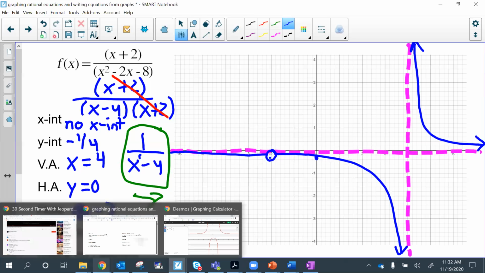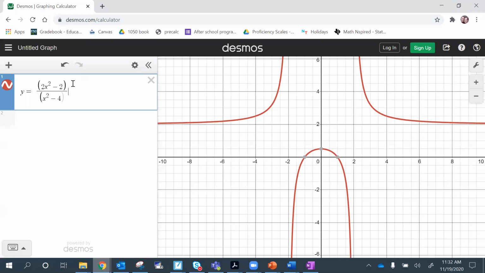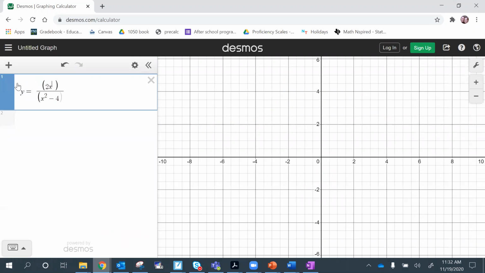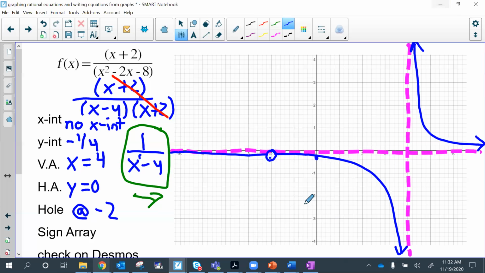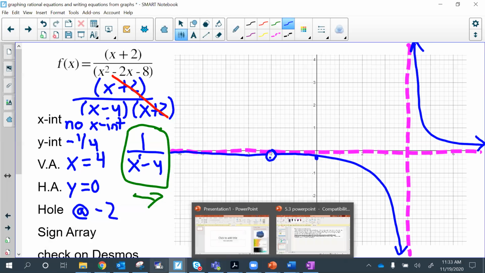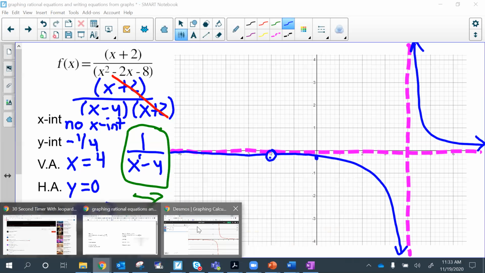Now, let's check this on Desmos, okay? So I'm going to go and put it in. Was it x plus 2 over x squared minus 4? Was that right? All right. Now, the problem with Desmos is it doesn't show the hole at -2. This looks just like our graph, right? Except we don't have the hole at -2.